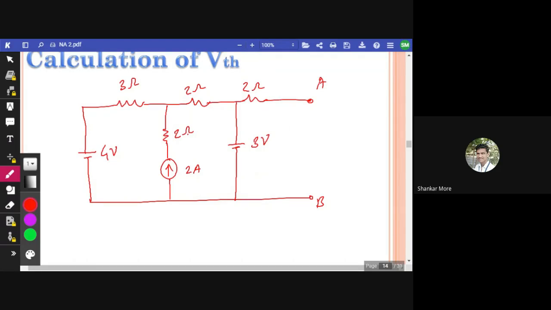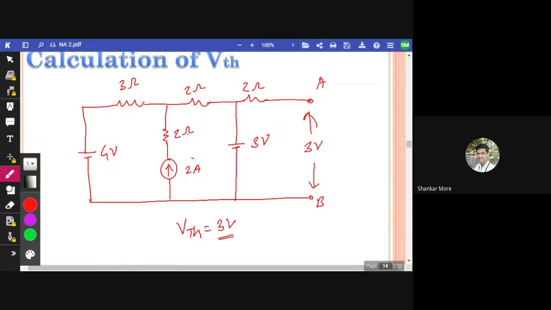is 0. Right, current flowing through this branch is 0, and if the current is 0 then the voltage across this 2 ohm resistance will be 0. That means it is nothing but a short circuit. इसमें कुछ भी voltage नहीं है, ना ही कुछ current है. So whatever be the voltage here, the same voltage will appear here. Okay, so this is going to be 3 volt only. So we can say VTH is equal to 3 volts.